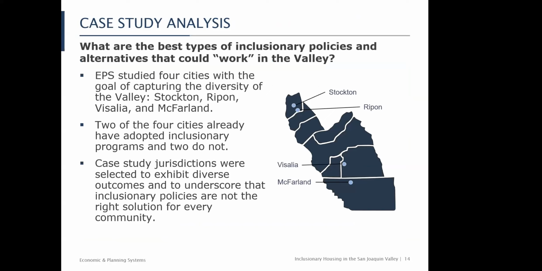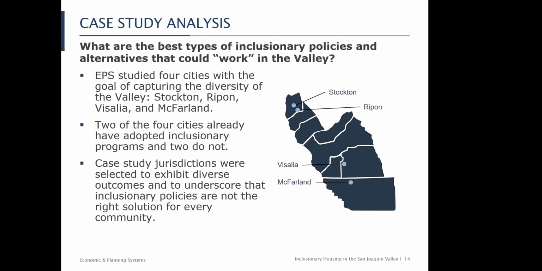So after studying the programs that already exist in the Valley, we selected 4 cities to study as case studies. And we were trying to understand, through this case study effort, the types of inclusionary programs that could work well in the Valley. The case study jurisdictions were selected to exhibit diverse outcomes. So we were thoughtful about which cities we picked. And we wanted to use them to underscore that inclusionary policies are not the right solution in every community.